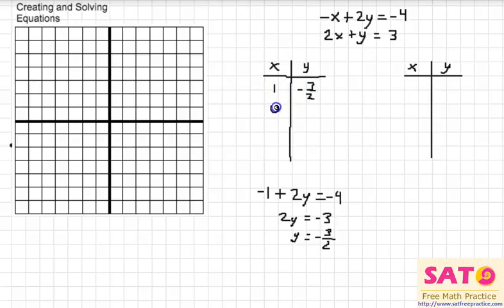Let's get 0 too. So 0 plus 2y equals negative 4, and you can pretty much see that y equals negative 2. Negative 1, and this will be our last point. 1 plus 2y equals negative 4. 2y equals negative 5. y equals negative 5 over 2.